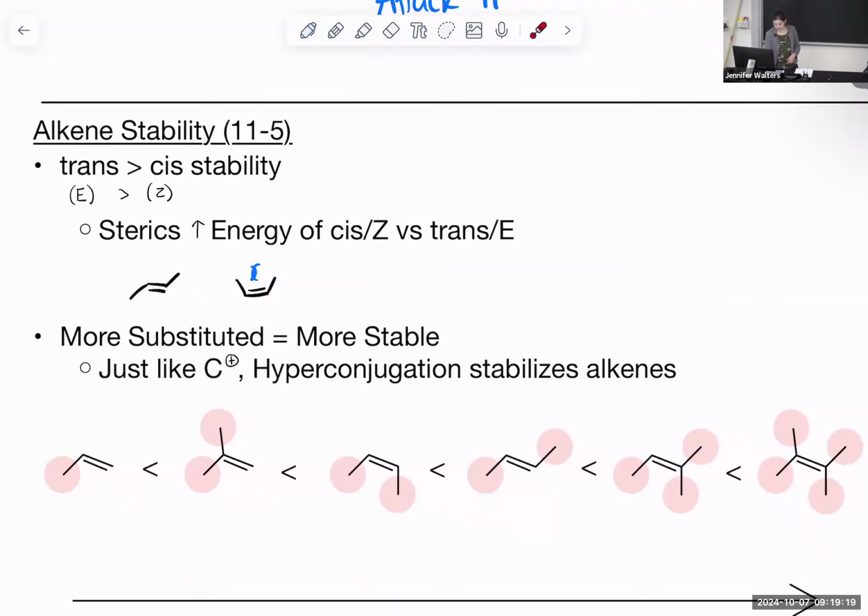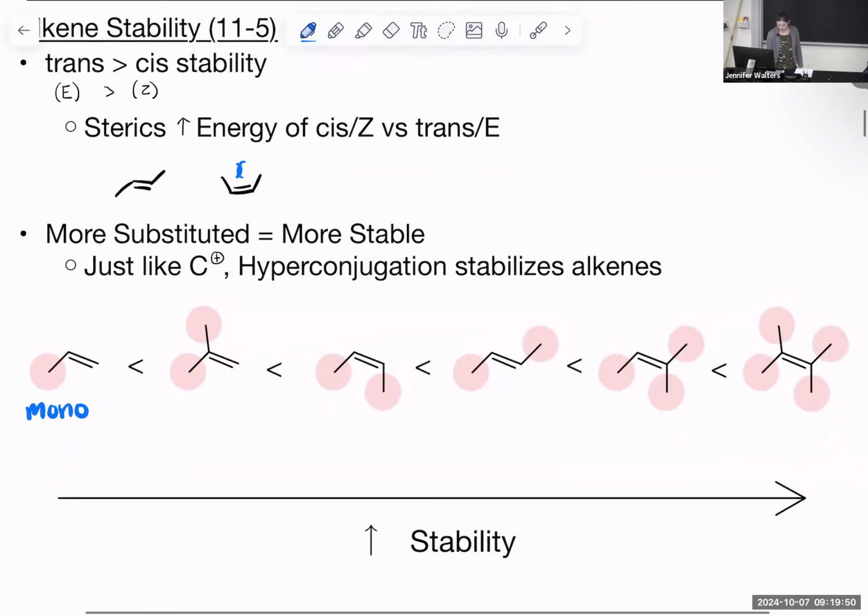We're also going to see that the more substituted you are, the more stable you are. So this is just like with our carbocations, because we're going to see that hyperconjugation, that delocalization of electron density through space, is going to stabilize our alkenes. It's going to help spread out the electron density for us. So if you are monosubstituted, you have one non-hydrogen attached to your alkene. That is the least stable, right? So that's all the way to the left, the monosubstituted.